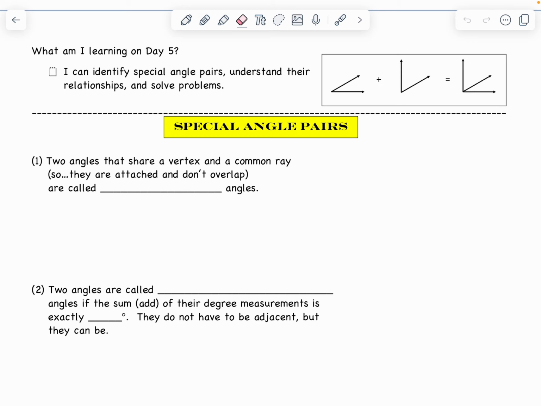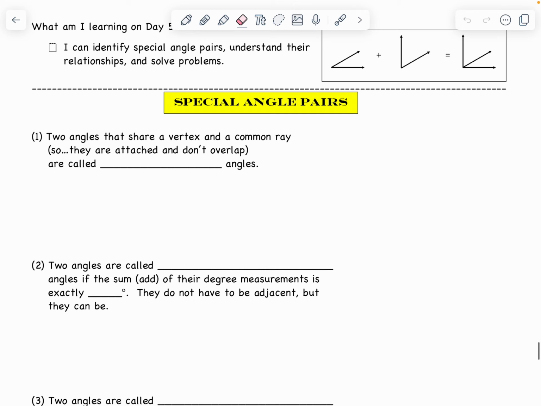Okay, and so we're going to talk about some special angle pairs. There's 5 of them that we're going to talk about today. So the first one are two angles that share a vertex and a common ray. We actually talked about this yesterday. I'm going to draw that picture really quick.